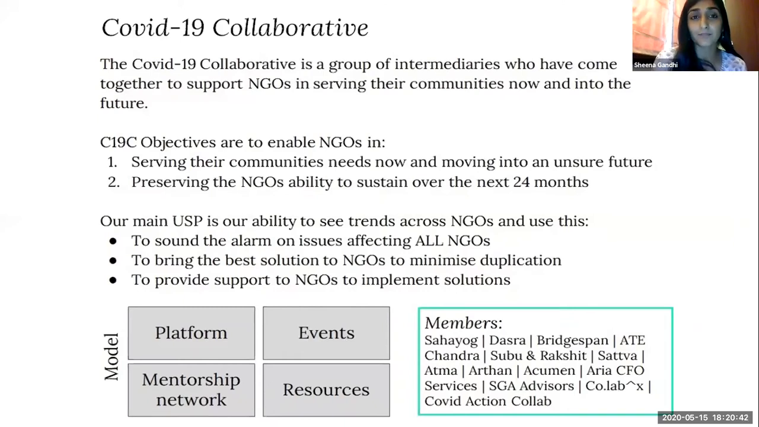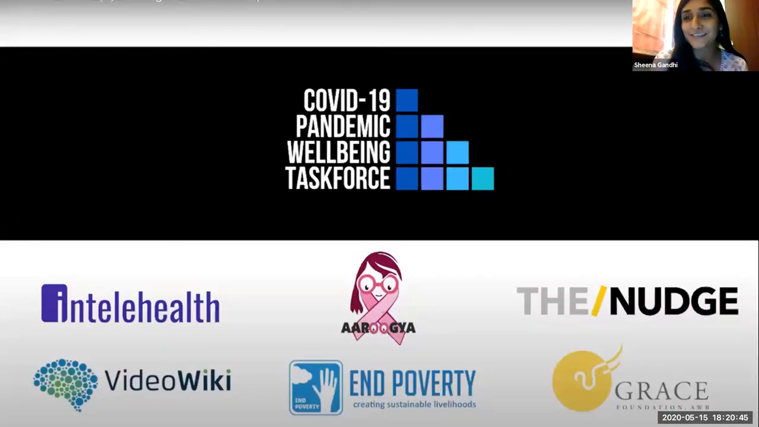The next collaborative is a very interesting one. It's more in the healthcare space. It's the COVID-19 pandemic well-being task force. It is headed by Arogya Foundation, which works in cancer early detection, Intel Health, which works in telemedicine, and Video Wiki, which does content creation. The fact that the three of them have come together to get a suite of products that are contactless and regionalized for the healthcare system.